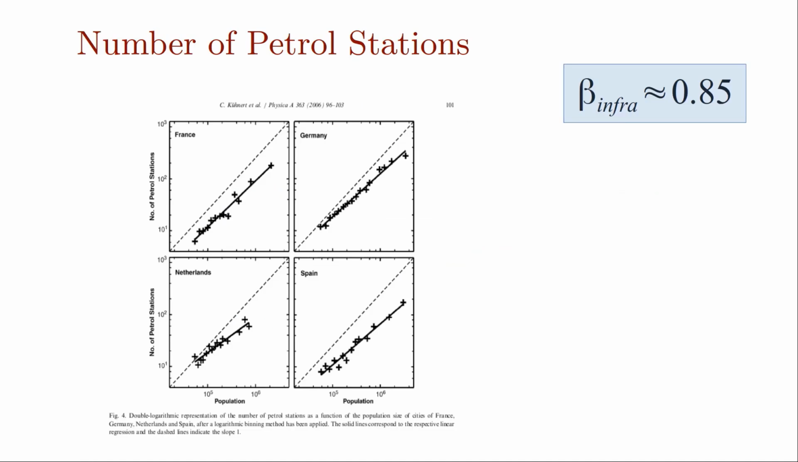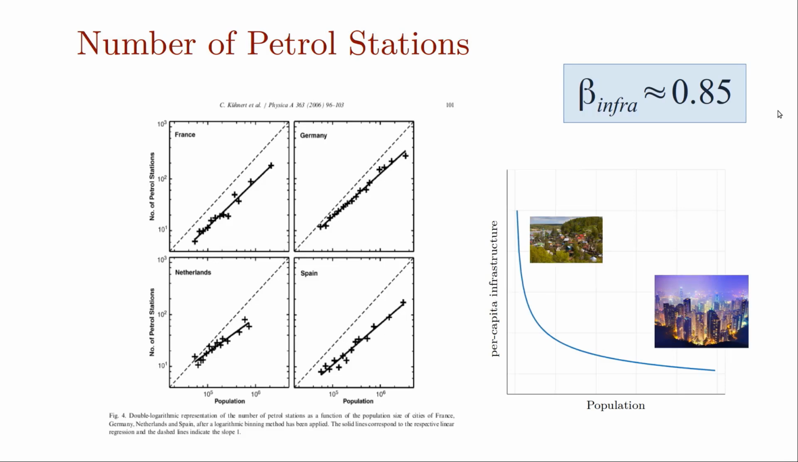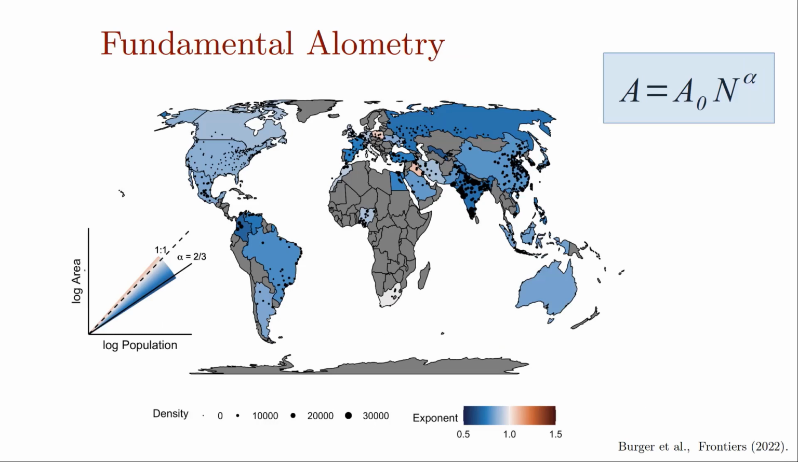On the other hand, there are other kinds of variables usually associated with infrastructure that have what we can call sublinear behavior, because when you increase the size of the city, you decrease the per capita amount of this infrastructure variable, right? That means that larger cities need less infrastructure per capita. And other variables that also behave in a nonlinear way include the fundamental allometry, which is about the area of the city in relation to the population size, that also behaves sublinearly.